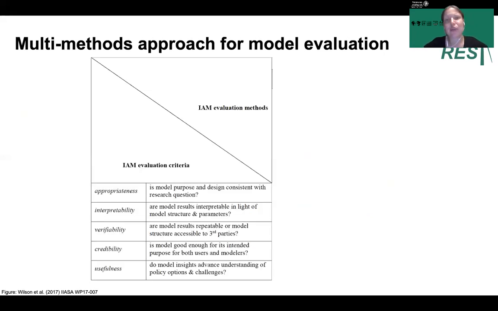So now what we can do to improve the models and to evaluate them for their usability. So in my view, the state of the art approach is to use multiple methods. And here I'm using the work of Charlie Wilson and colleagues. And I will ask the organizers of this capacity building session to upload this as additional reading for you.